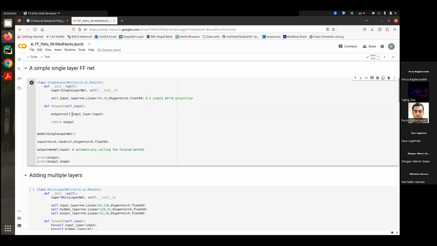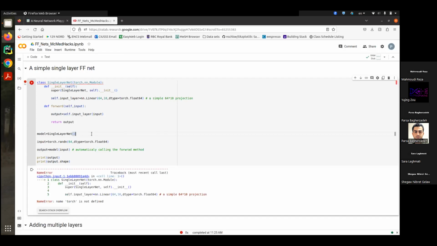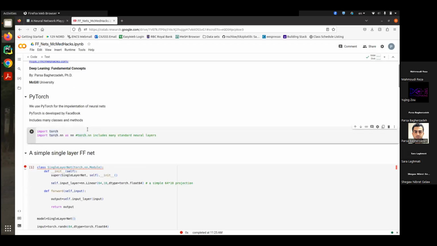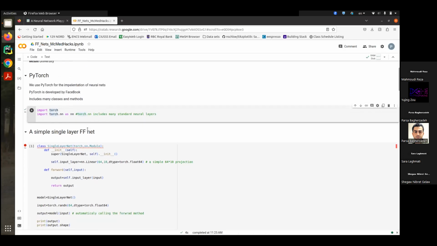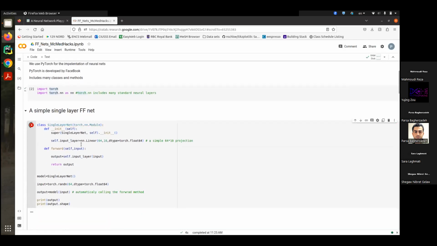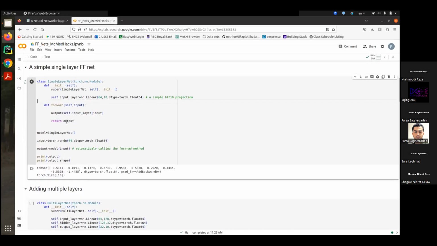It is passed through that input layer that I had before. Okay, and then it calculates an output, and then this output is returned. Okay, so let's run this. Okay, I have not imported this. Let's first import torch and torch.nn. Then let's run this. So this is my output.